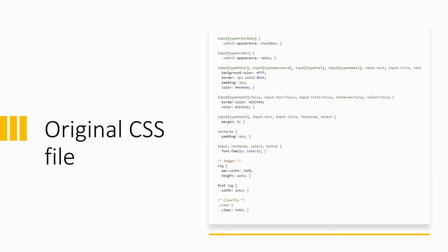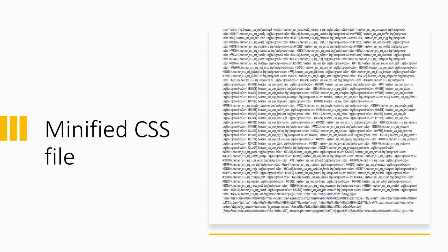And this is the original CSS file without minification or compression. If you look at this example, you can see the developer uses comment statements and white spaces for their understanding. And this is the minified CSS file where the unnecessary comments and white spaces are removed. So the browser can read the code fast and load the web page faster.